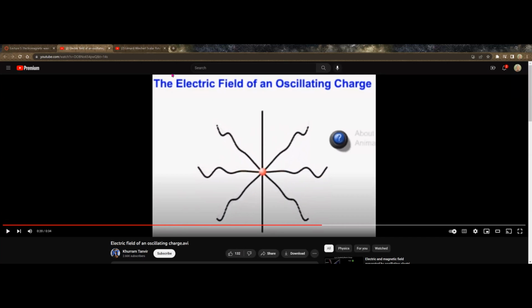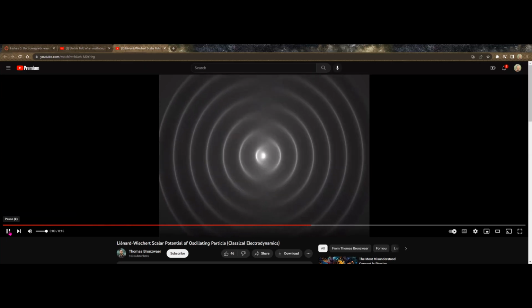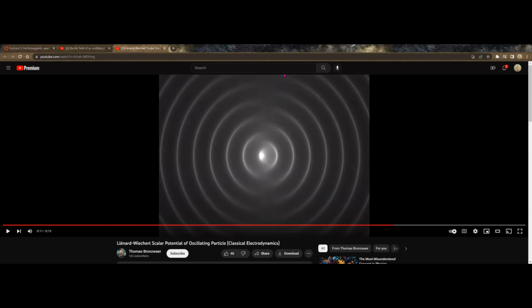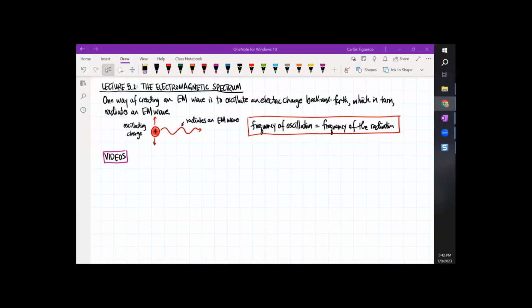Now, here's a second one. This is better, but not exactly what I wanted to show you here. So now check this one out. You can see that the charge is oscillating back and forth. And look at these circular waves leaving. That is an electromagnetic wave. So that's what I'm trying to show here: if I have an oscillating charge, it's going to do that.